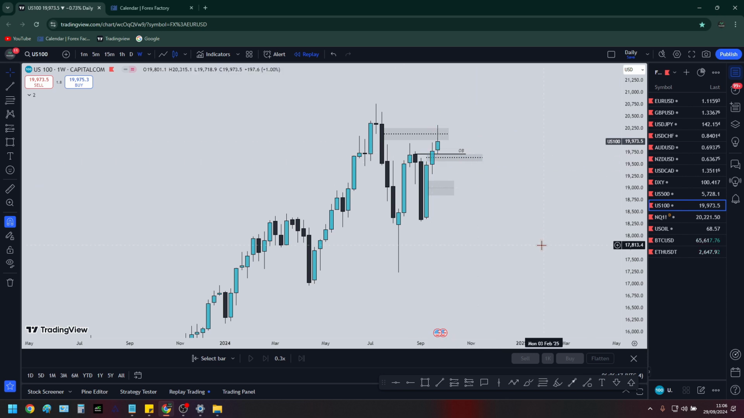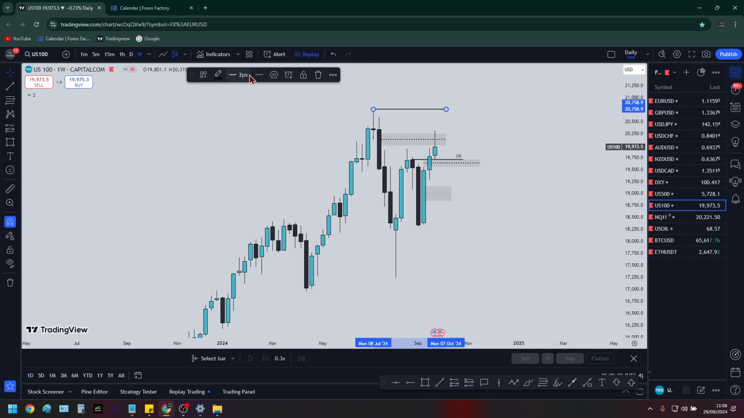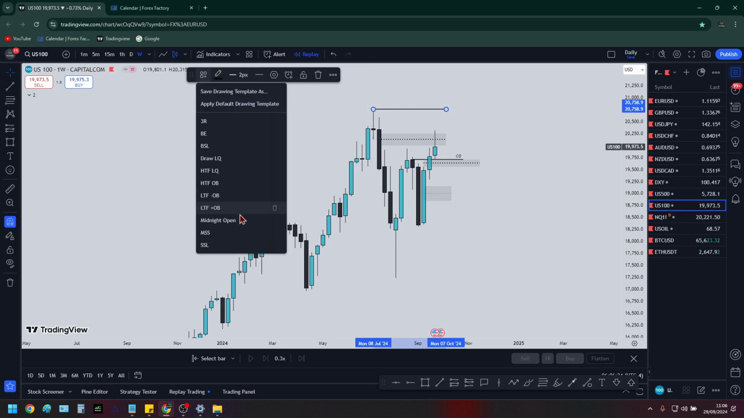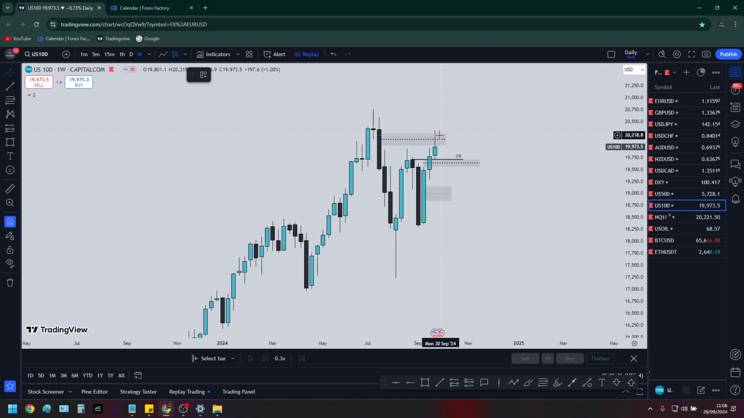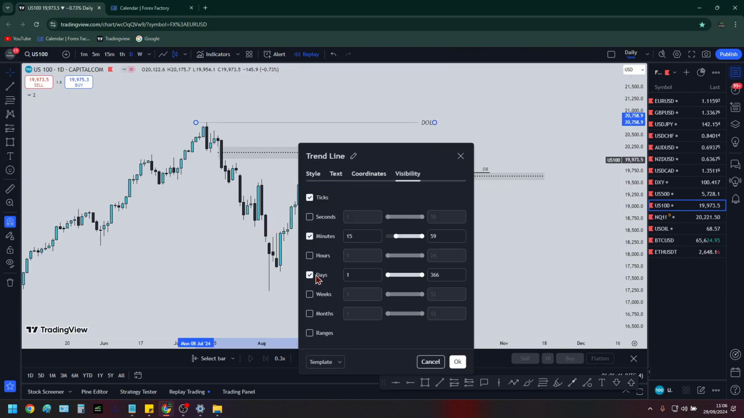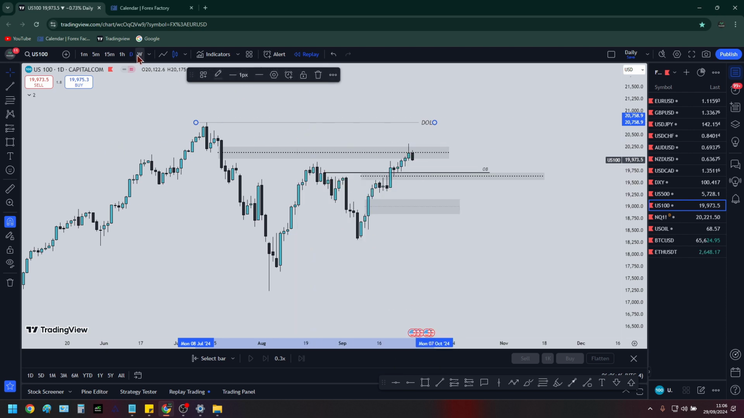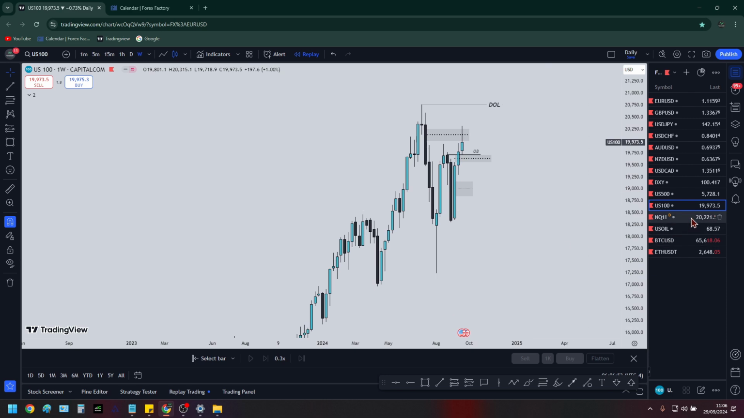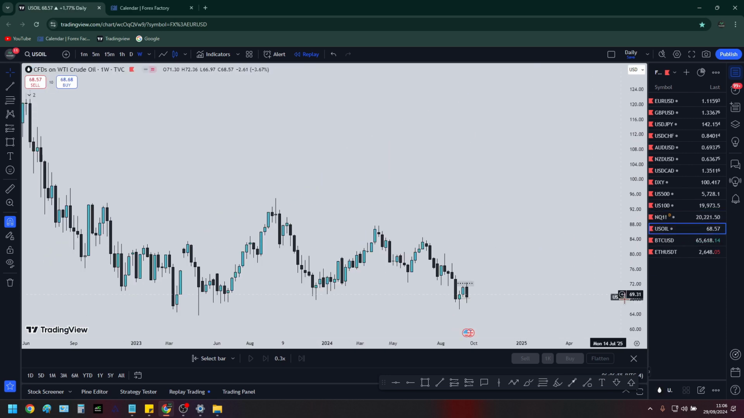I think we're still bullish. Let's just say we're bullish because I think we're still bullish, even though we're reacting from this fair value gap. Okay, second. Yeah, still bullish. This is just the same thing.